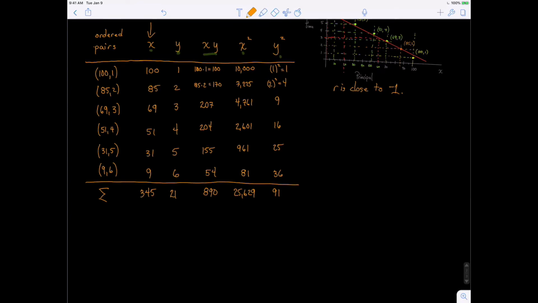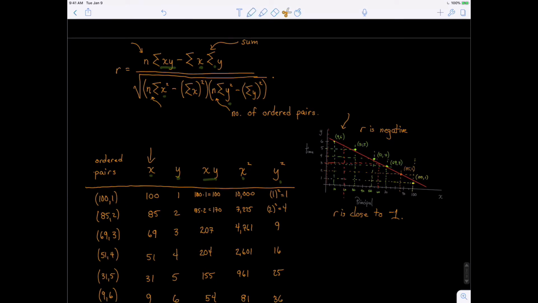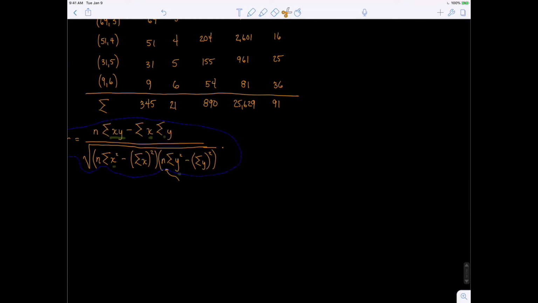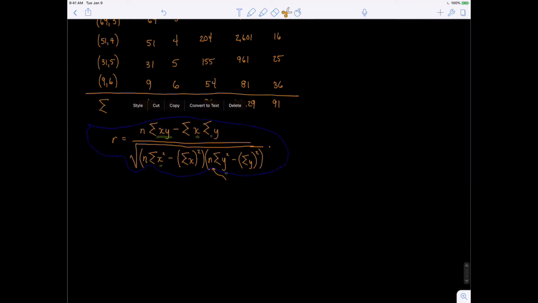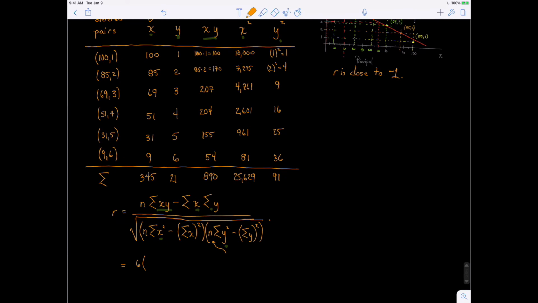So let's take these and plug them into the formula up there. I'm going to bring it back down so we can see as we go. Take a copy of that, and let's put it right down there. And here we go. We take n. N is the number of ordered pairs, and we have 6 of those, times the sum of the xy's. So the sum of the xy's, that is the 890.